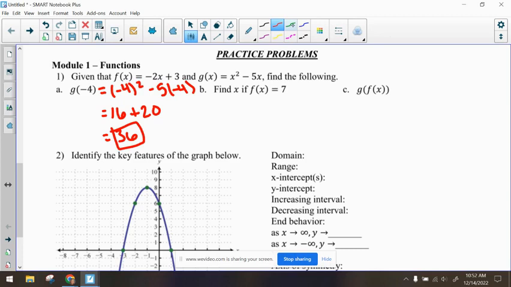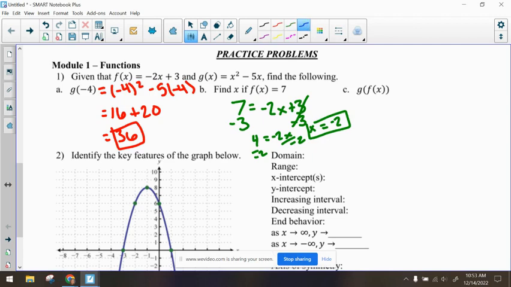The setup for B is a little bit different. They tell me to find x if f of x equals 7. As soon as I see this equal sign in the problem, that tells me it's a solving problem. So I'm going to set the number they give me equal to the function, and we're going to solve for x. To do that, I would subtract 3, and finally divide over by negative 2. And we get x equals negative 2.